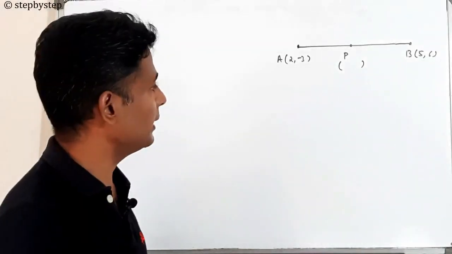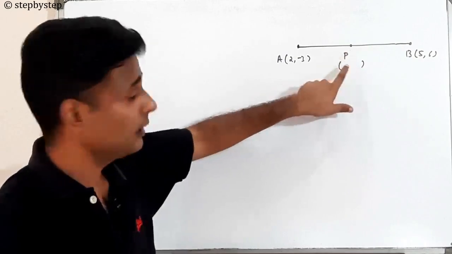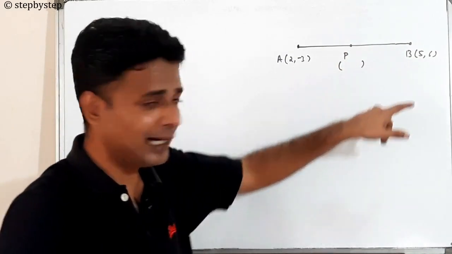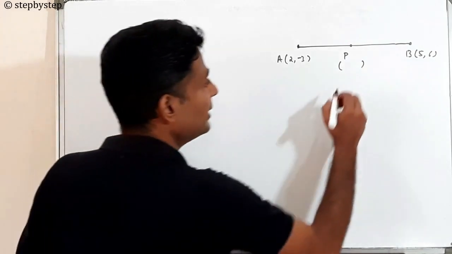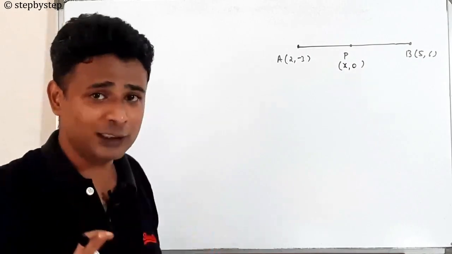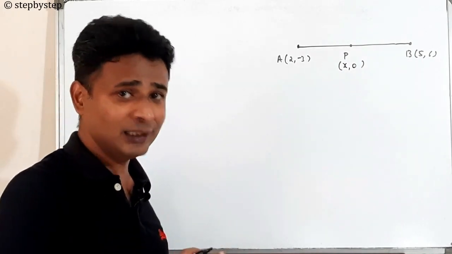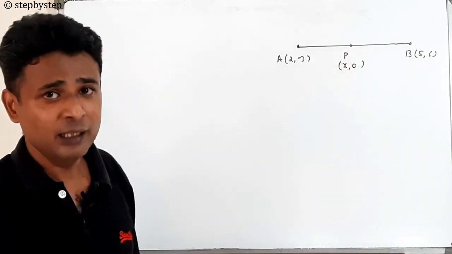Now the next question in the test was, in what ratio does the x-axis divide the line joining A and B, and find the coordinates. So what are the coordinates of any point on the x-axis? It is x comma 0. The value of y on the x-axis will always be 0, if you remember from previous modules. So the y coordinate will always be 0.